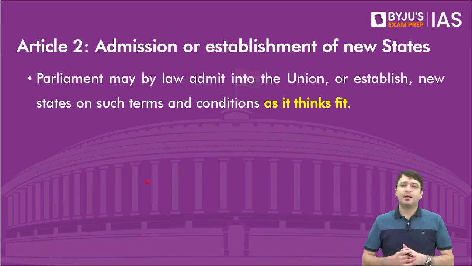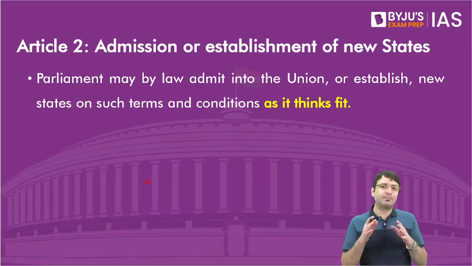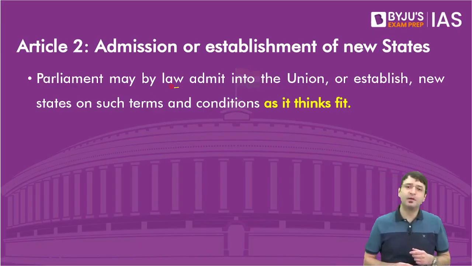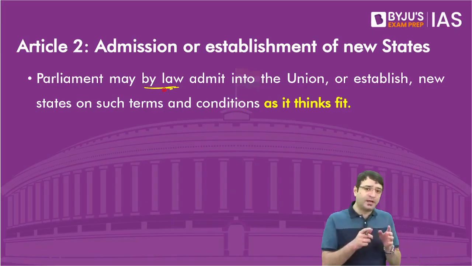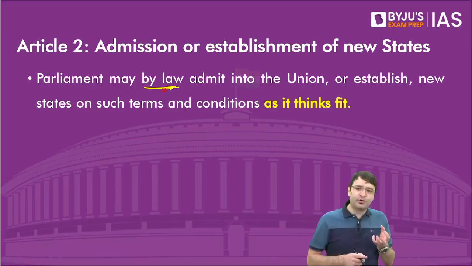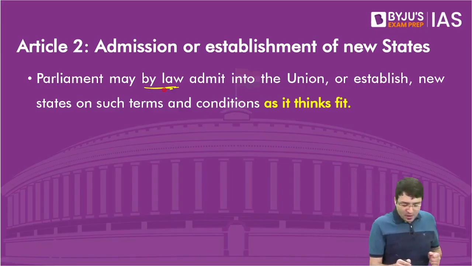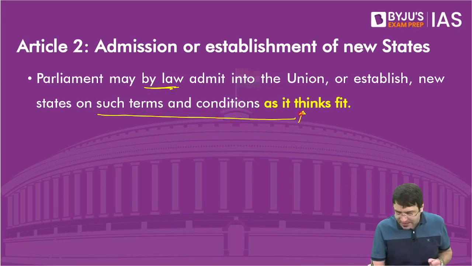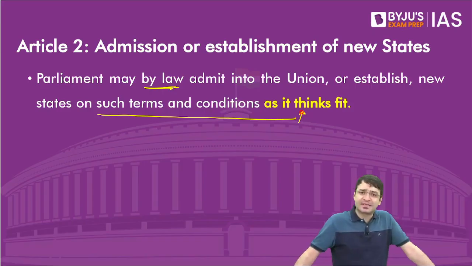Okay, let's look at Article 2 of the Constitution. Article 2 says Parliament may, by law. What can Parliament do? It can pass a law. Through this law, what can it do? It can admit into the union or establish new territories on such terms and conditions as it thinks fit. So what is Article 2? Parliament may, by law, admit into or establish new states on such terms and conditions as it thinks fit.